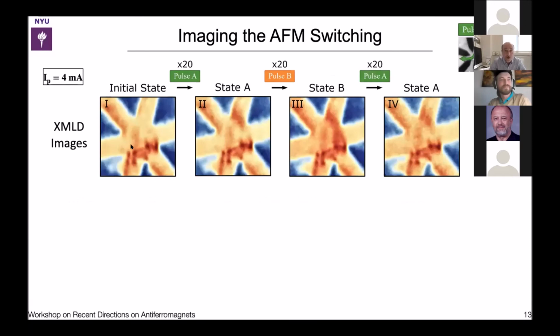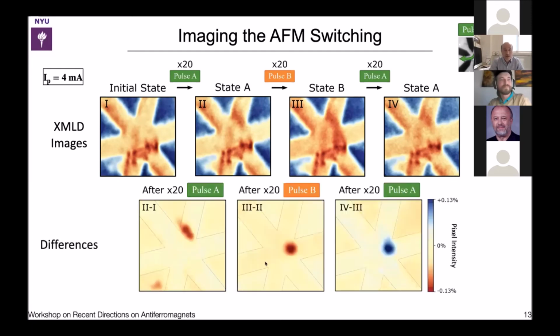So this is the experiment we've done now with 4 milliamp currents. This is the initial state. We apply pulse A, and we see there's a change in the contrast. You can see the red point here. This red area is an area in the platinum lead where the pulse A current flows, and we see a change there. Then we apply pulse B, and we see there's an additional change in this region. And then we apply pulse A again, and we come back to something very close to this image. The states are labeled by the preceding pulse. So after pulse A, we call the state A. After pulse B, we call it state B, etc.